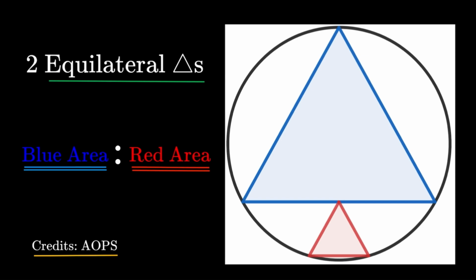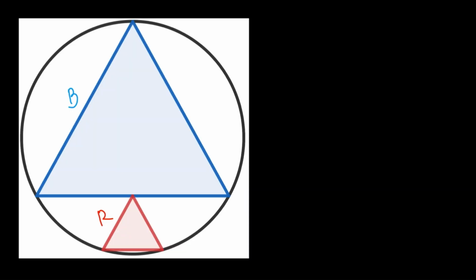Now, the question asks us to get the ratio of the areas of the two equilateral triangles. They are equilateral, so they are also similar. So we could simply use the fact that, I'm just going to let the blue side be B, the red side be R. The ratio of their areas will just be the square of the ratio of their sides. So if I can get the relationship between B and R, all I have to do is square this. That's going to be what I want.